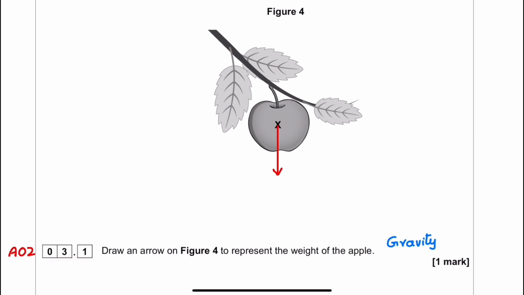Draw an arrow on figure number 4 to represent the weight of the apple. The weight is always acting downward due to the pull of the earth. X is the point that is called the center of mass where the whole weight of the object is lying. Therefore, the arrow is acting downward. So we will draw the arrow from the point X downward towards the ground or towards the earth. So this red arrow is showing the weight of the apple acting downward.